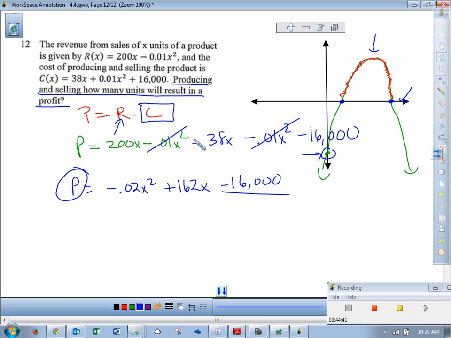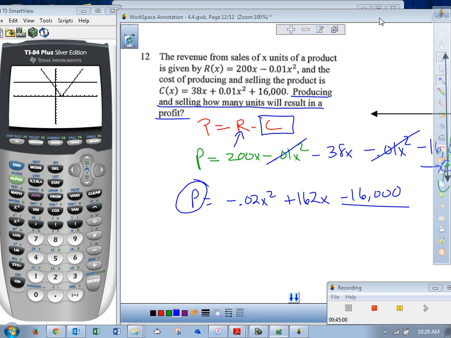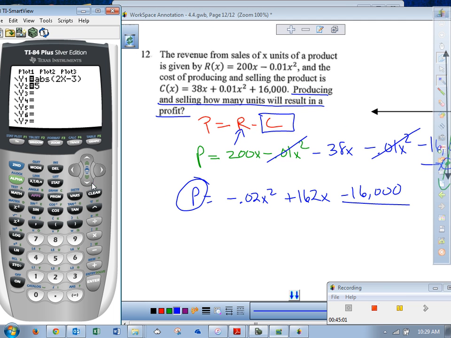How about the red squiggled zone? Is profit in the red squiggled zone? Did we make money where I red squiggled? So let's use our calculator to figure out where that is. I will type this quadratic equation in: negative 0.02x squared plus 162x minus 16,000.